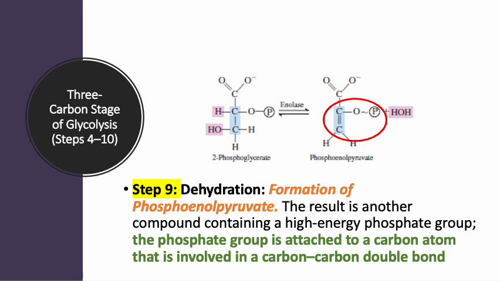Now, this is a type of alcohol dehydration reaction that proceeds with the enzyme enolase, another type of enzyme that requires magnesium ion. The result here is another compound containing a high energy phosphate group. The phosphate group is attached to a carbon atom that is involved in a carbon-carbon double bond. Therefore, this is a high energy phosphate molecule again. Then, in step 9 also, we can see the byproduct of water here.